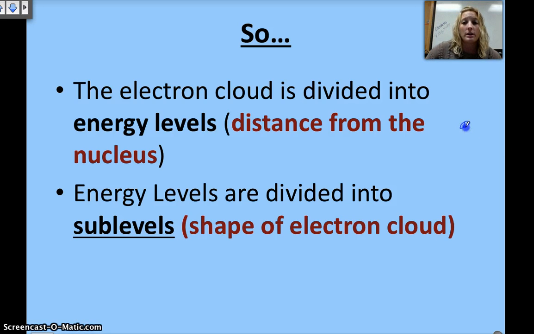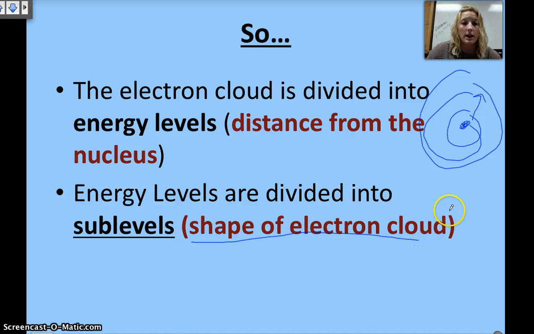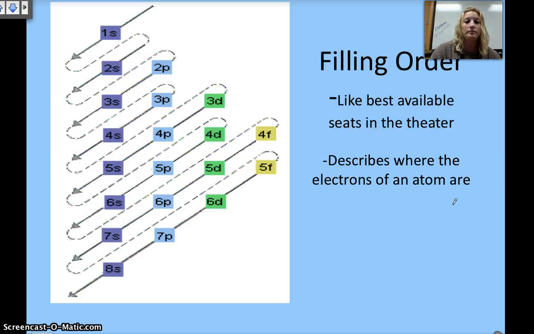So we have our nucleus, energy levels. As you get further out, higher energy. And each of these energies is divided into sublevels, or just a shape of the electron cloud. So there are different shapes that the electrons can be in. Those are the 2 main ideas that you need to remember from this.